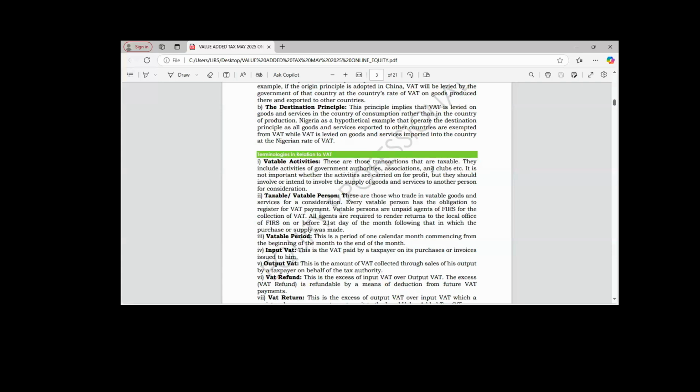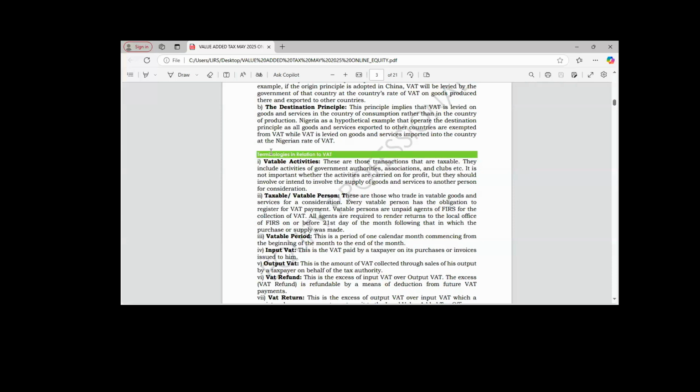Then we have what after that. The next thing we have are the terms that are common that we need to familiarize ourselves with as far as this value added tax is concerned. One of them, number one, is VATable activity.